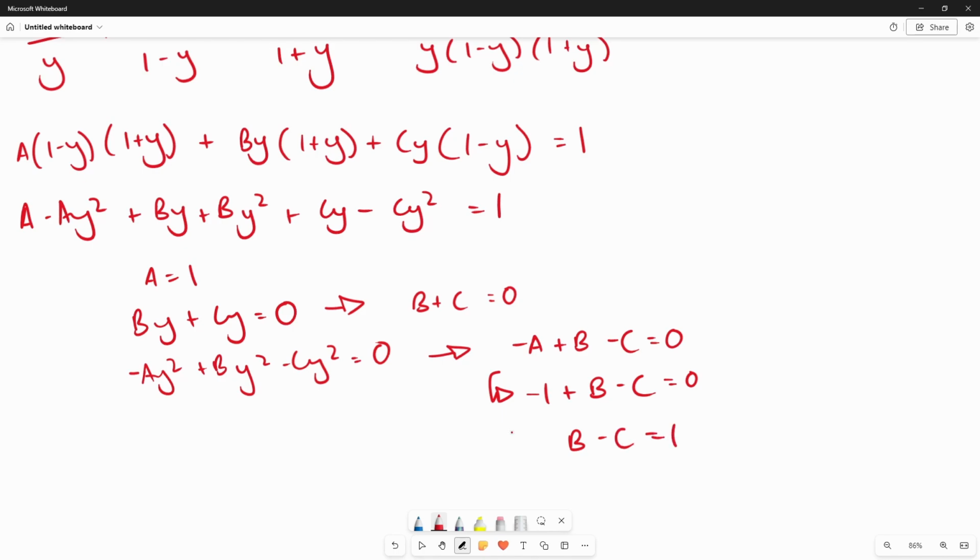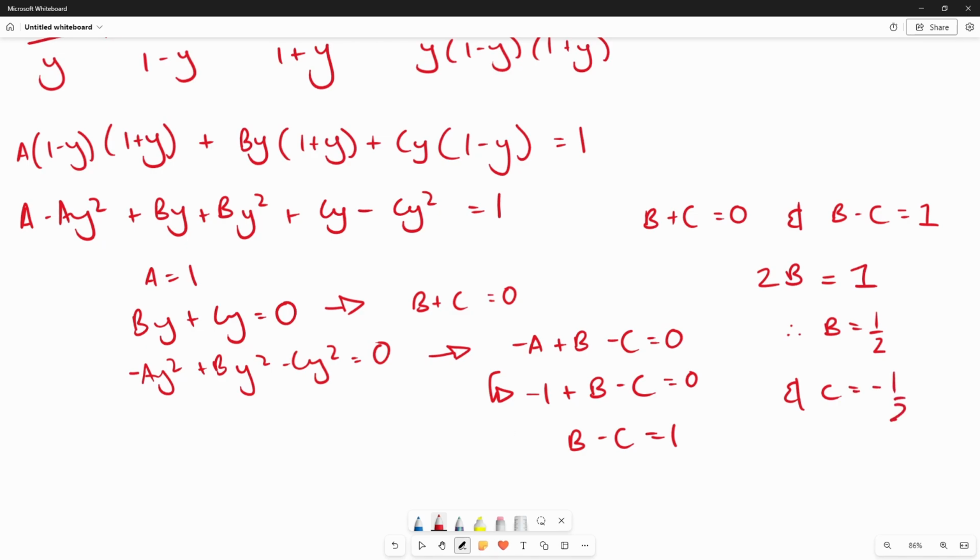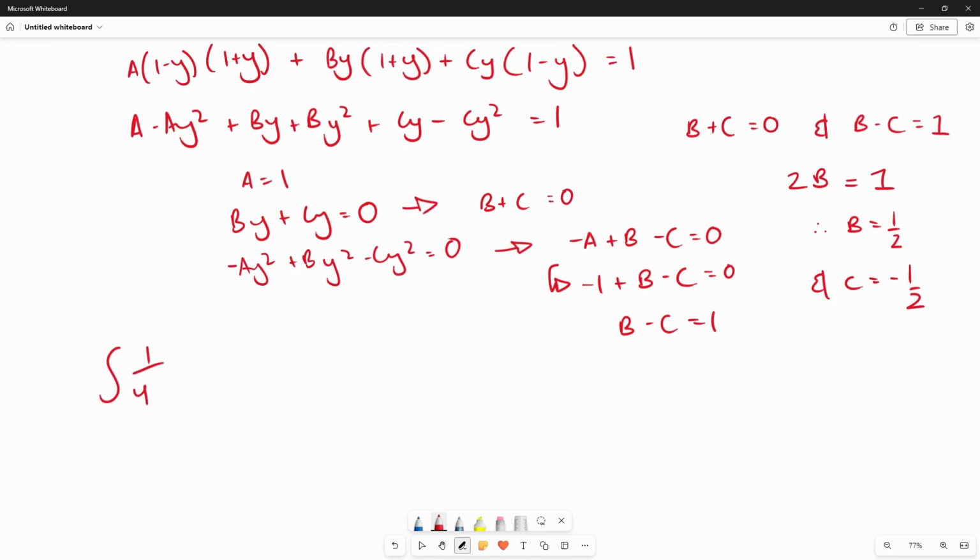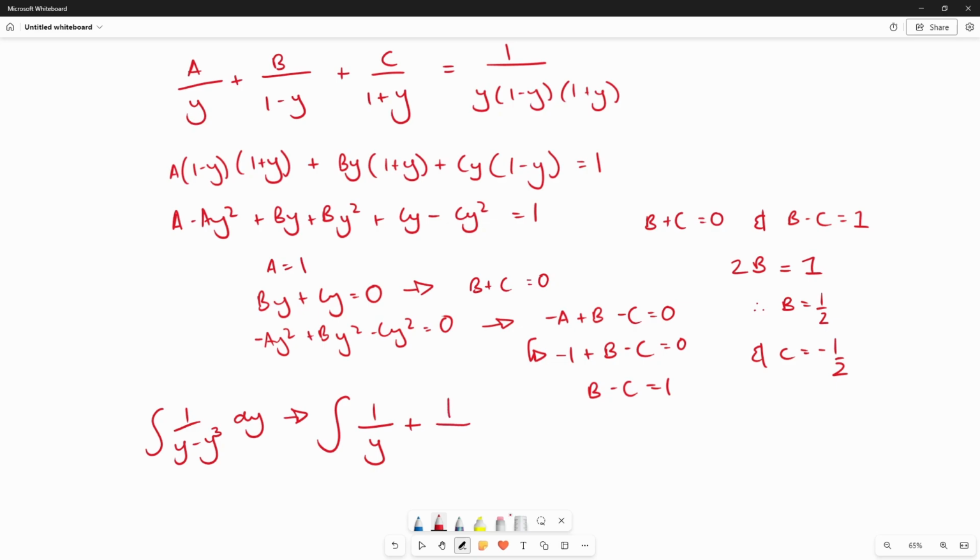So we have two simultaneous equations to work with: b plus c equals 0 and b minus c equals 1. We can add these two simultaneous equations together and we'll get 2b equals 1. So therefore b equals a half and c equals minus a half. So we can write the fraction that we were trying to integrate now as 1 over y plus 1 over 2 lots of 1 minus y, because of course b is a half, minus 1 over 2 lots of 1 plus y, because of course c is minus half, dy.